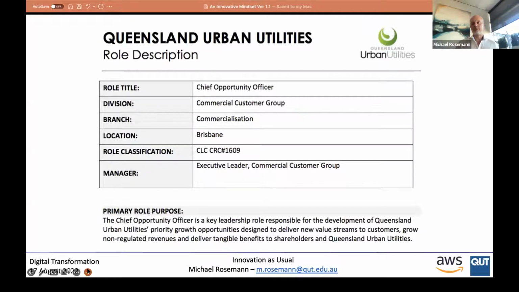Some companies, the water provider here in Brisbane, Urban Utilities, created a whole governance scheme around it, and appointed a chief opportunity officer who's doing nothing else than scanning, nurturing, and initiating these possibility-driven initiatives.